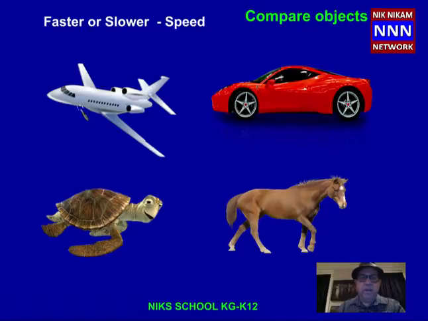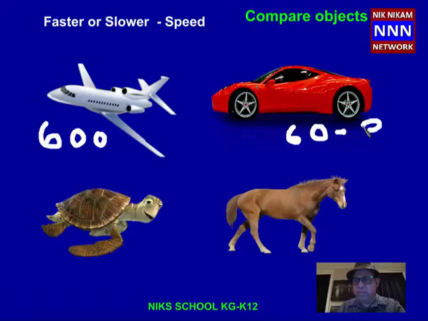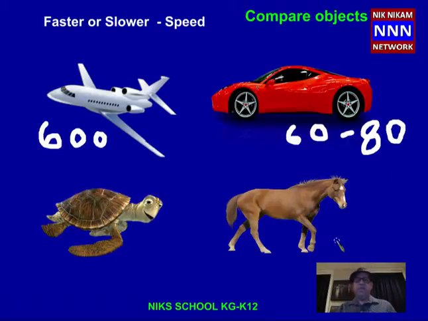Oh, look at that. An aeroplane can go, what did I say? 600 miles. 600. Whereas a car can go anywhere from 60 to 80 miles. Oh, I got messed up. Let's fix this. Okay, 60 to 80 miles. Okay, so that is done.